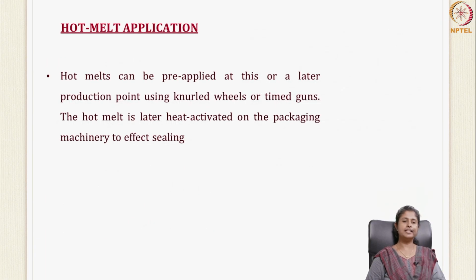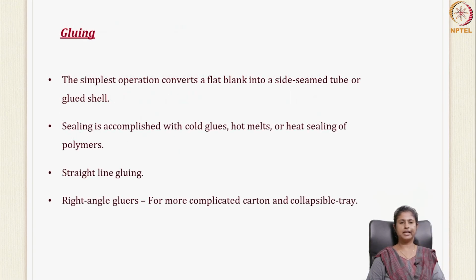Now, hot melt can be pre-applied at this or at a later production stage, and the hot melt is later heat activated on the packaging machine for sealing. So this hot melt, as we mentioned, is basically for sealing it and forming the cartons. Gluing is another simple procedure that is followed, and it converts the flat blank into a side seam tube or a glued shell. Sealing is accomplished with hot glues. You can have hot melts or heat sealing of the polymers.